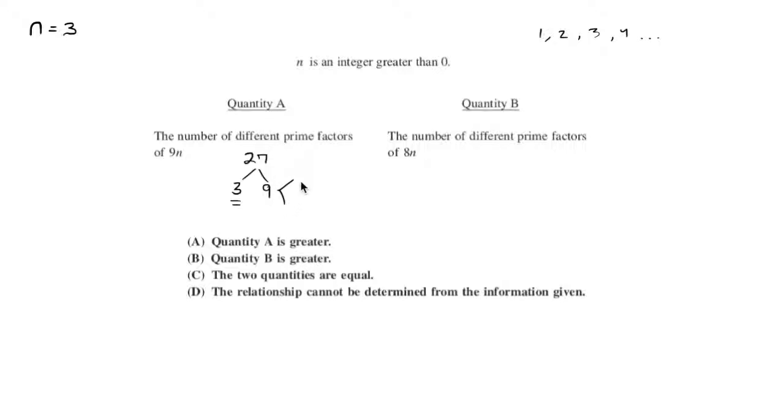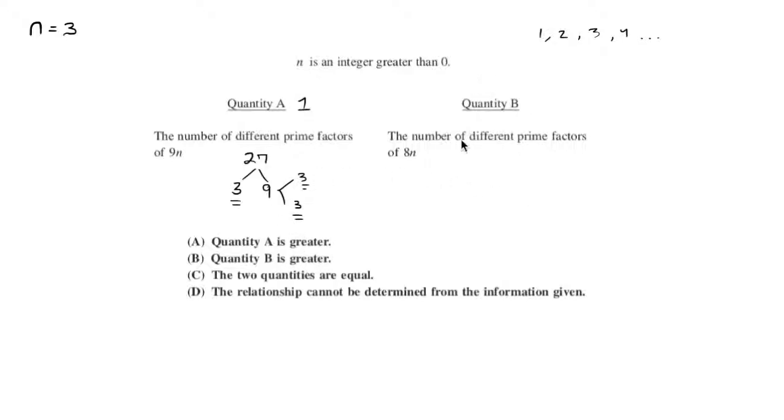Meanwhile, 9 is the result of the product of 3 and 3. Both of these branches are terminal. Now consider how this tree ends in 3 branches, but that does not mean there are 3 different prime factors. All 3 branches end at the same number. The only prime factor here is 3, so there is 1 prime factor. So for the time being, quantity A is equal to 1.